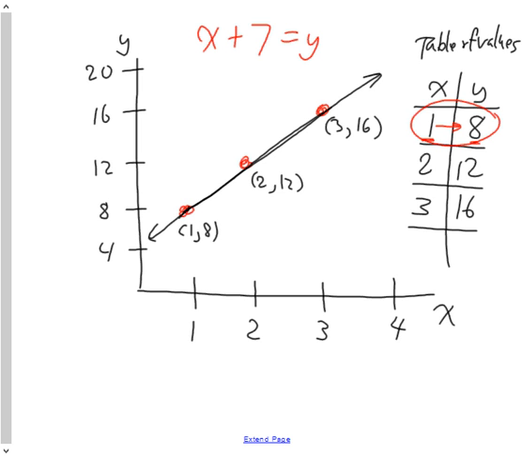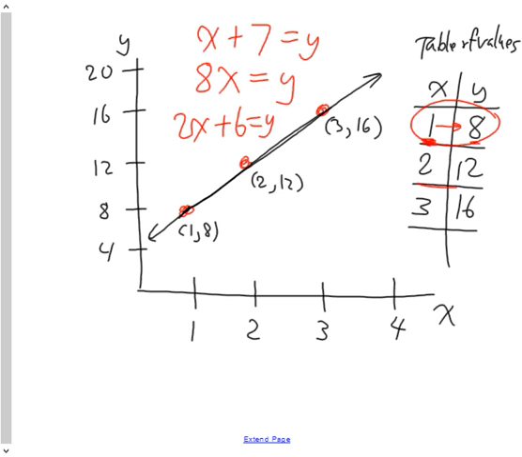I could also say about that one that if I take my x value, in this case 1, and multiply it by 8, or a coefficient of 8, I would get my y value as well. And there are other ones we could do. You could also take your x value and multiply it by 2. So in this case, x is 1, so multiply it by 2, I get 2, and add 6, and I get my y value. Okay?